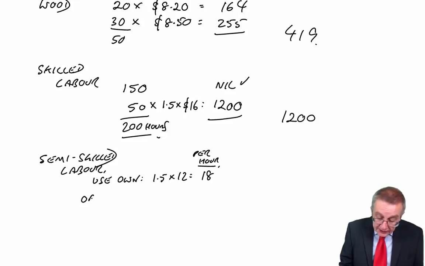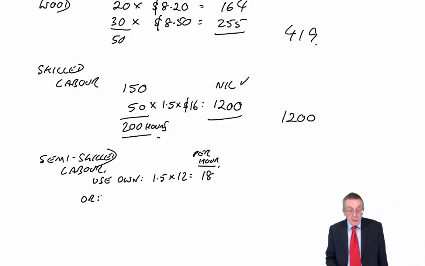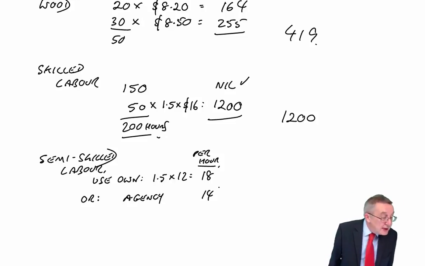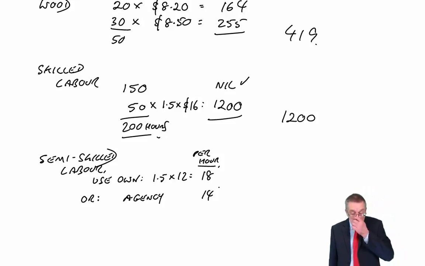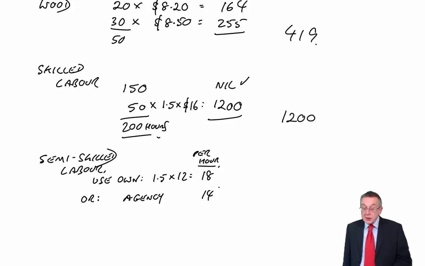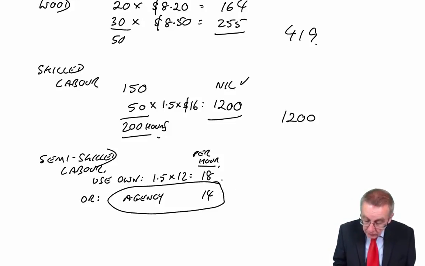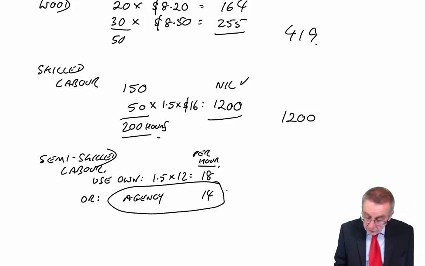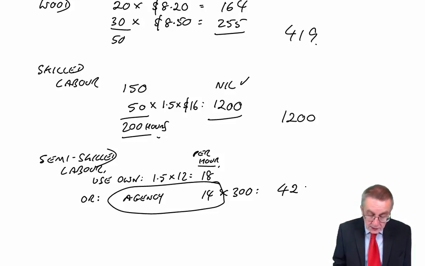Alternatively, though, instead of using our own people and paying overtime, we could use this agency. And it would only be 14. Was it 14? Yeah, 14 an hour. But whenever you have a choice like that in this sort of question, we always assume sensibly that you choose the cheapest option. So the cheapest option would be to use agency workers. It'll cost us 14 an hour and we need 300 hours. The total, therefore, 4,200.